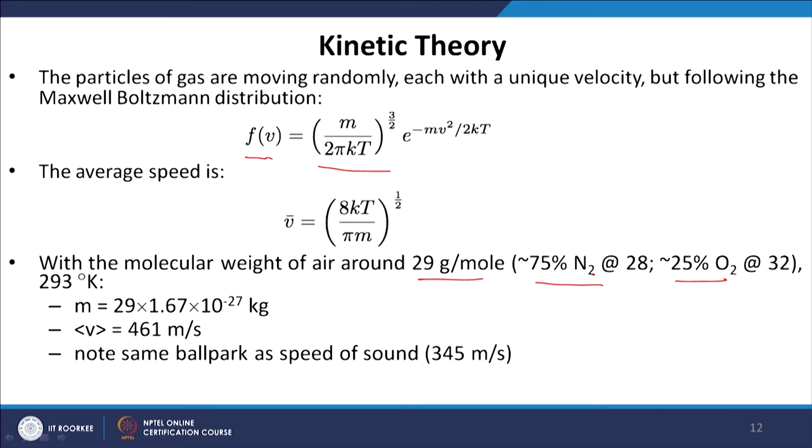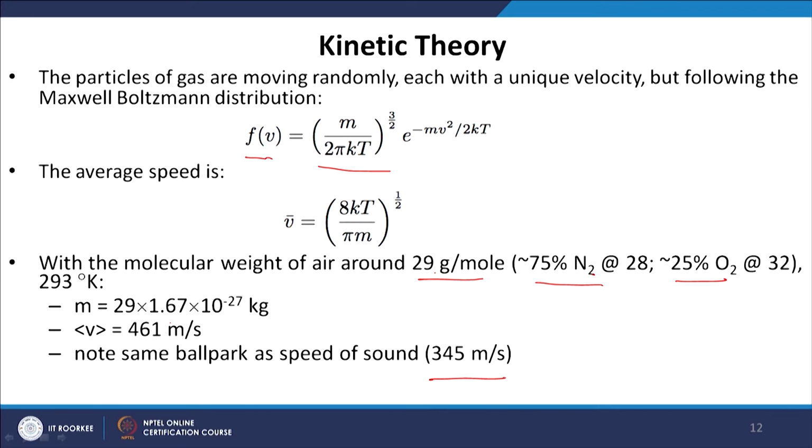So, the value of m comes out to be 29 into 1.67 into 10 to the power minus 27 kg. If you substitute the value of m, the temperature 293 Kelvin and the value of the Boltzmann constant, then the average speed comes out as 461 meter per second. Now, this is the same ballpark as the speed of sound. What is the speed of sound? 345 meter per second. So, this is a little bit higher than the speed of sound.